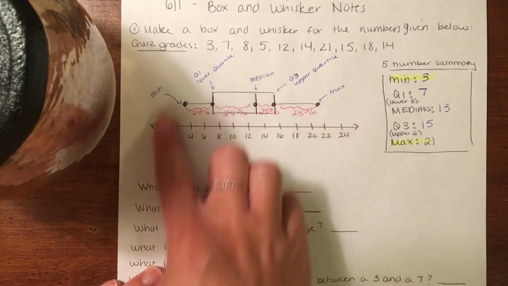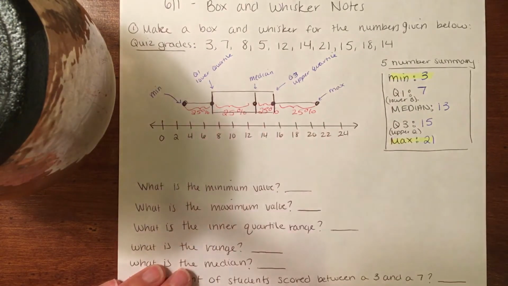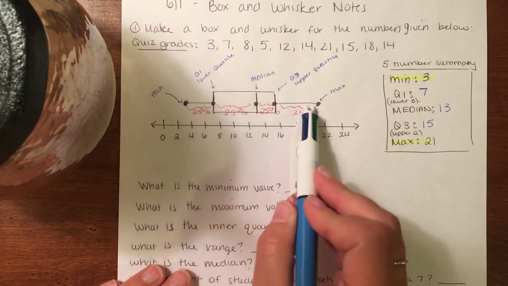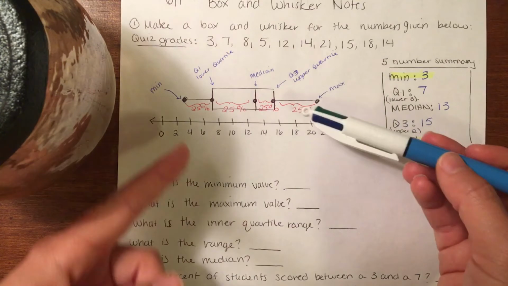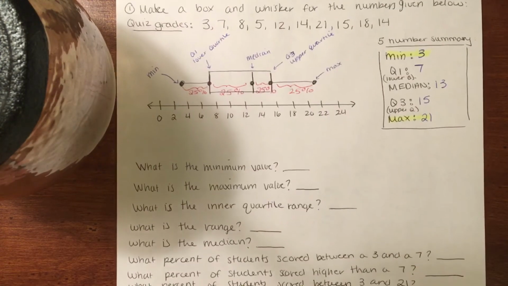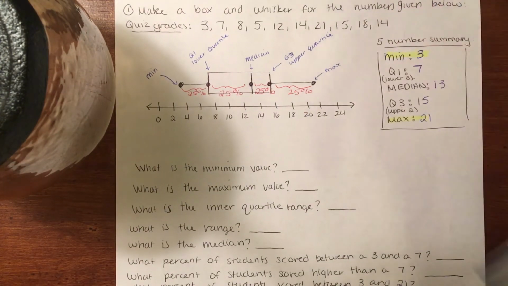So that's where you get percentiles. A lot of data gets broken up like this into 25%, so percentiles. And so that's another question they might ask you. So be careful with those and make sure you understand that.